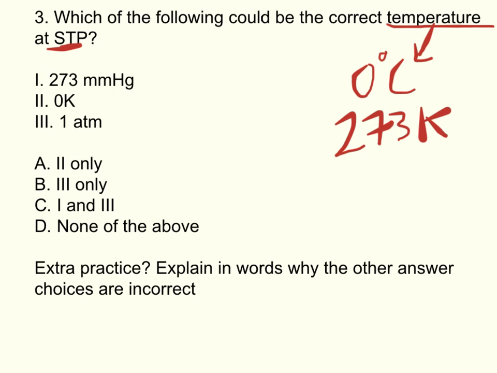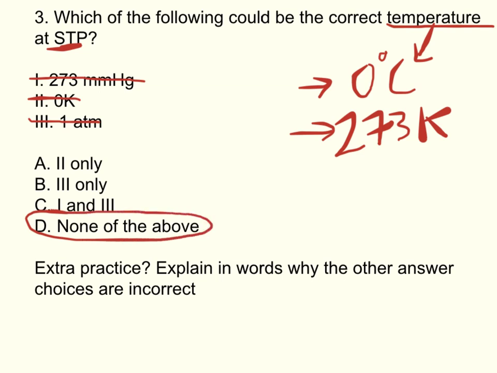Now that I know that for sure, I got that written down, I can check, is this in the answer choices? So 273 mmHg. Nope. mmHg is a unit of pressure, so that can't be right. 0 Kelvin? Nope. That's absolute 0. 1 atm? Well, atm is a unit of pressure, so that can't be right. So all 3 of these are incorrect. So the correct answer choice then would be D. None of the above.